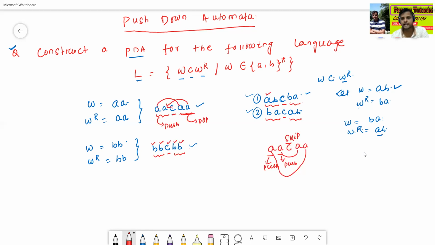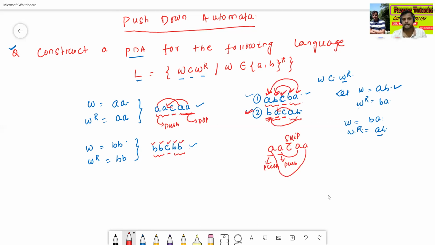Similarly, in this case, A push, B push, C skip, B pop, A pop. This B will pop this B, and this A will pop this A. Similarly, in this case, B will push, A will push, C will skip, A will pop this A and B will pop this B. So there are two scenarios here: either the string starts with A or the string starts with B.